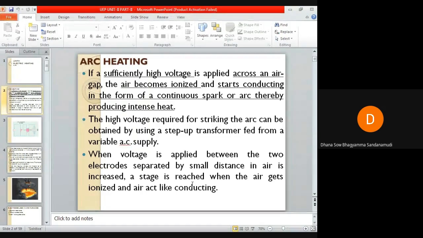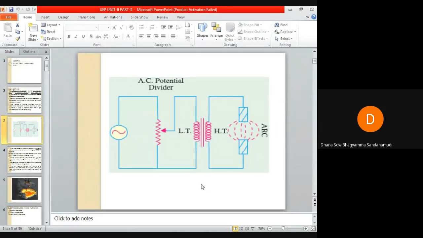You can see here in this image, these two are the electrodes. When I give a high voltage across these two electrodes, the air gets ionized and starts to conduct, and an arc is struck between these two electrodes. The high voltage required for striking the arc can be obtained by using a step-up transformer. You can see a transformer here, fed from a variable AC supply.